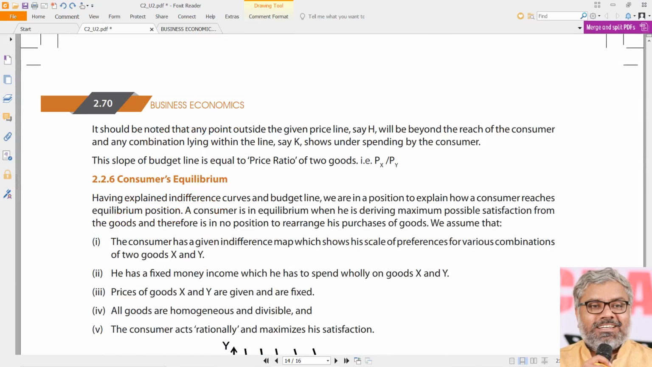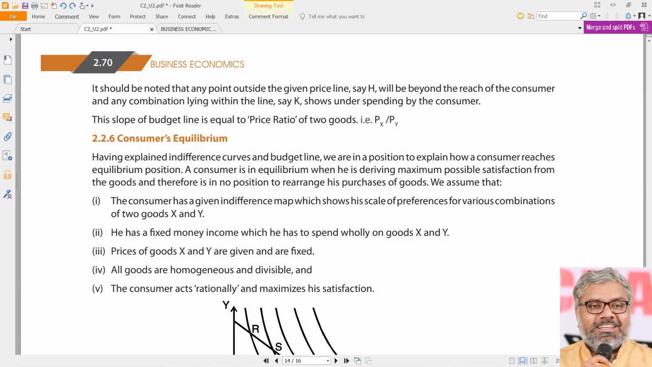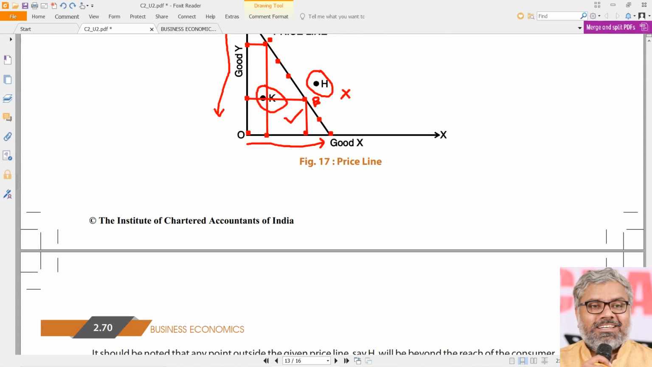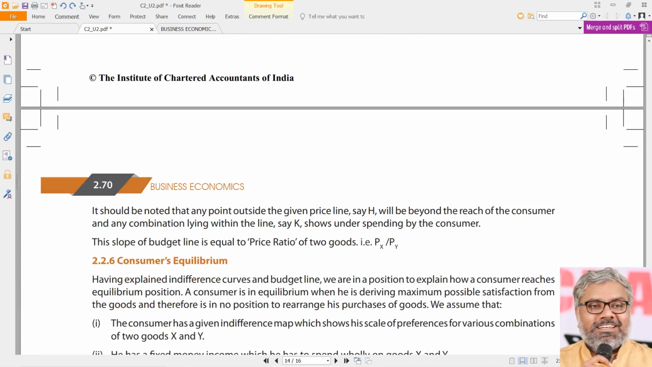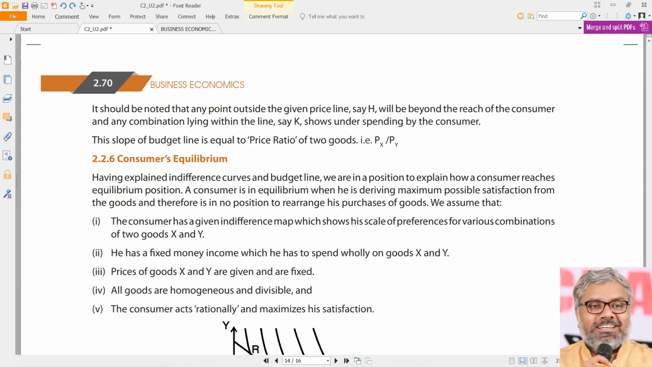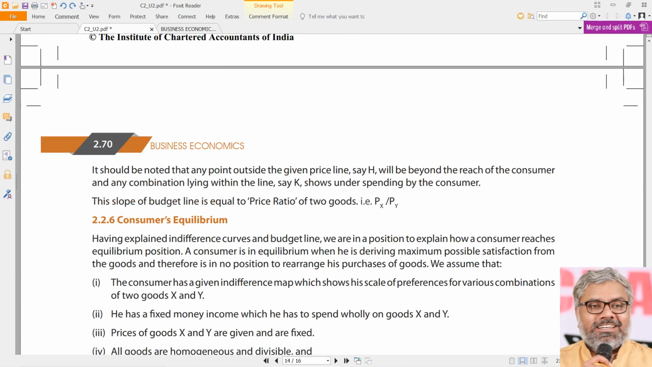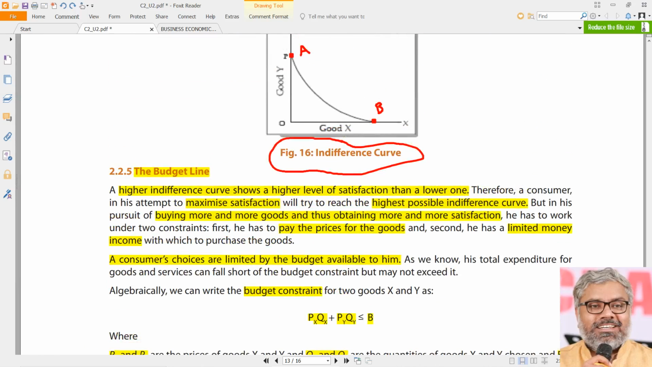Any point on the price line, definitely he can spend, because that is also part of his budget. That is what he can spend. We are talking about what he can spend, not what he should spend, will spend, or might not spend. All these things we are not talking about. So any point on the price line is possible. The price line gives us combinations of quantities of two commodities which the consumer can afford. Simply that's what the price line or budget line is.